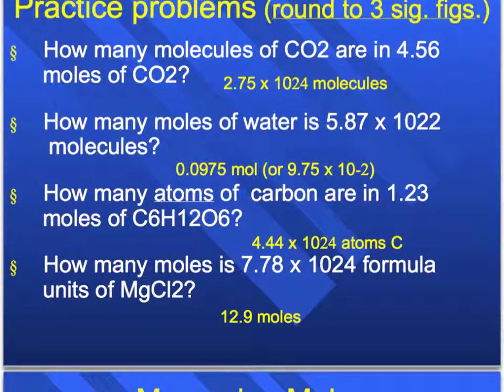So what I'm going to do is I'm going to click to the next slide. I'm going to go ahead and solve this one. So it says how many molecules of carbon dioxide are in 4.56 moles of it. So I'll see you on the next slide.